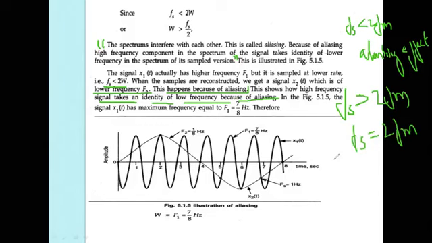Now we go for the next topic. There are different types of sampling techniques. One is impulse sampling, the second one is natural sampling, and the third one is flat top sampling. Okay, now let us see that one.